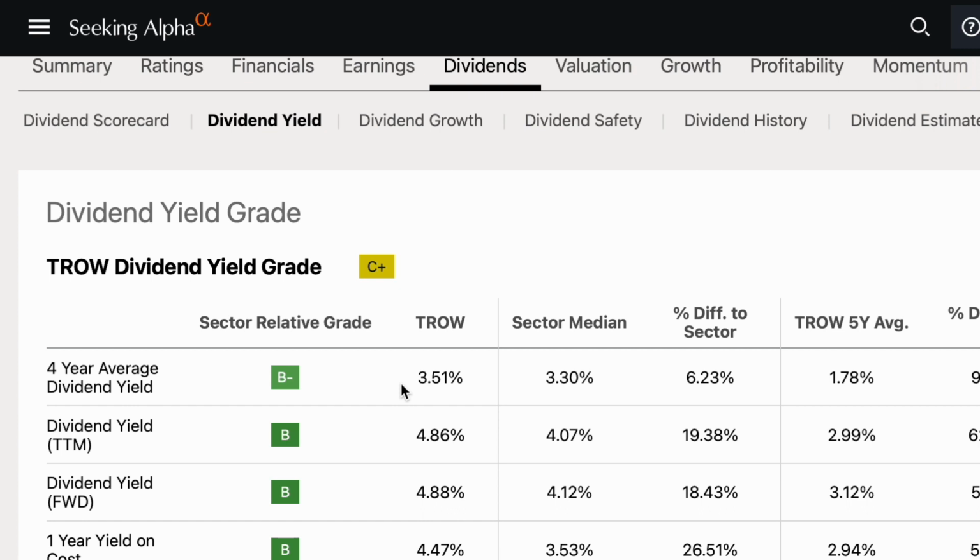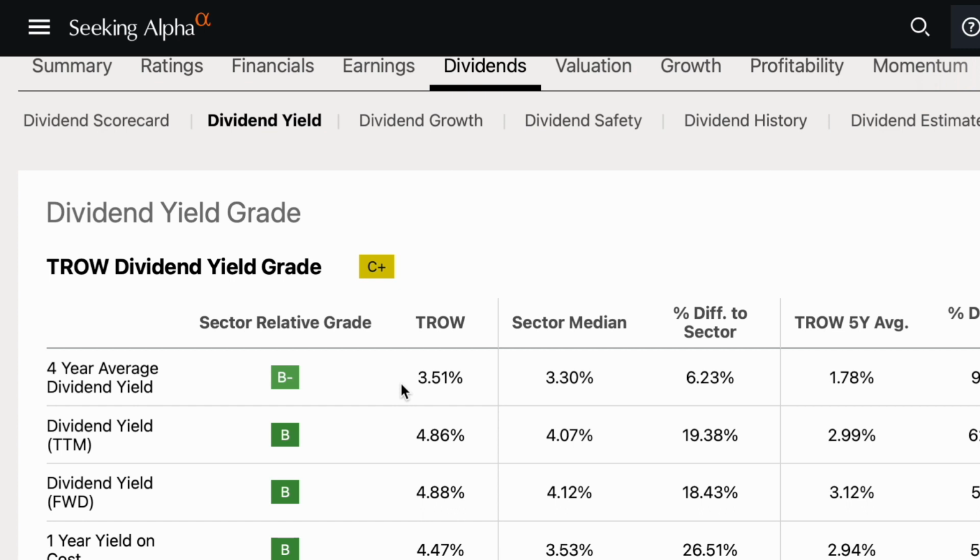If you want to compute a more precise potential undervaluation or overvaluation, you can subtract the 4-year average dividend yield from the current dividend yield and divide the result by the 4-year average dividend yield. This will give you the percentage value of the over or undervaluation.